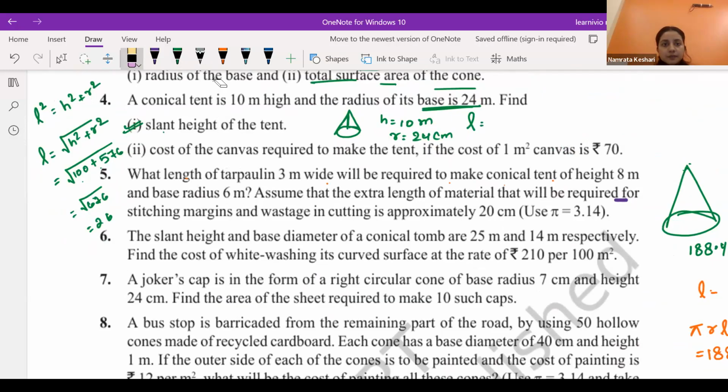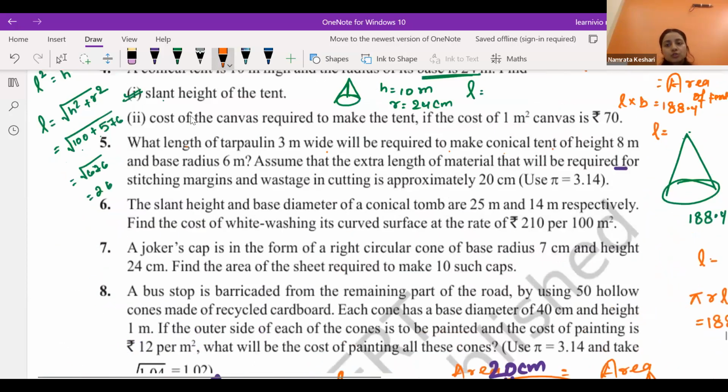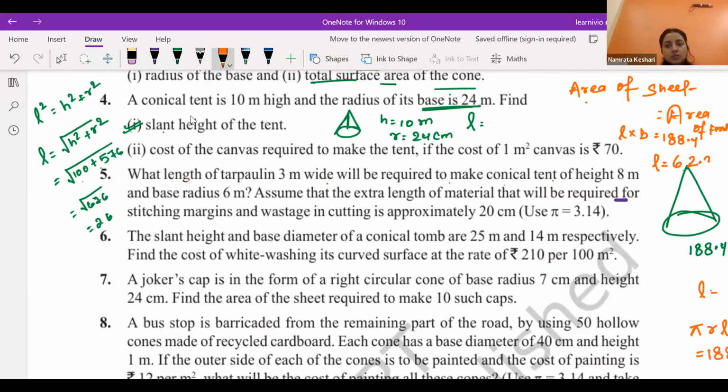Let me write it over here. We understand the area of the sheet will be equal to the area of the tent. That means it is rectangular in shape. Length into breadth is equal to the area of the tent, that is 188.4. From here we were getting the length, 62.8. Directly also you can do like this. Okay, this is the length.